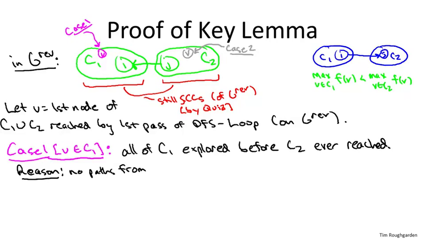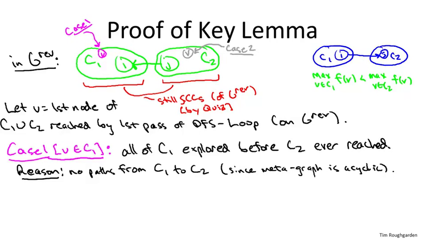We're assuming C1 and C2 are distinct strongly connected components. Therefore, you can't have paths in both directions. We already have a path from right to left via JI, so there's no path from left to right. That's why if you originate a depth first search from somewhere inside C1, like this vertex V, you finish exploring all of C1 before you ever are going to see C2. You're only going to see C2 at some later point in the outer for loop.